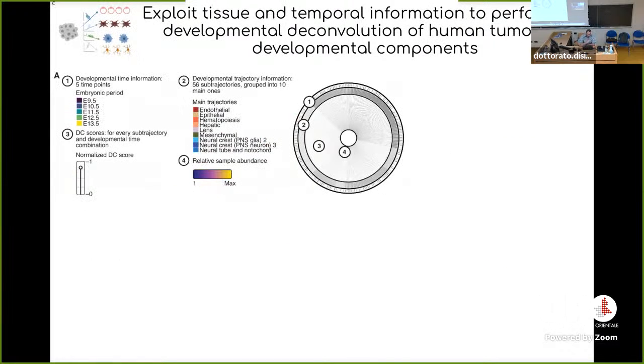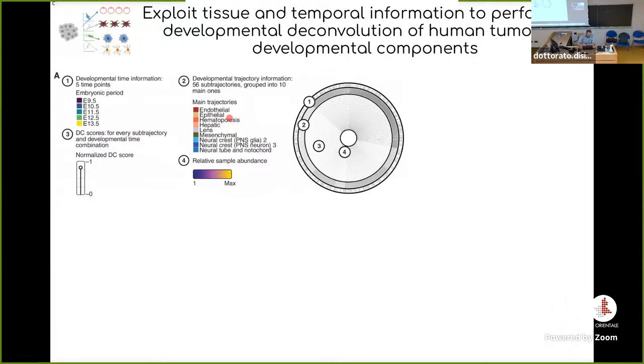The result of the deconvolution is basically a vector of 214 elements. This number represents the combination of the developmental trajectories that I showed you in the first heat map and the temporal information, so at which time point a specific trajectory was collected. It is 214 because some of the possible conjunctions between time and trajectories are not necessarily present in human tumors.